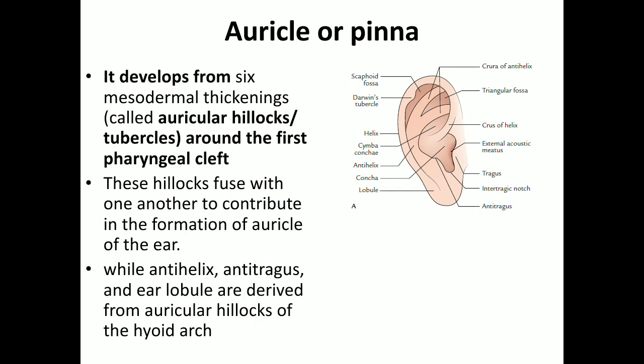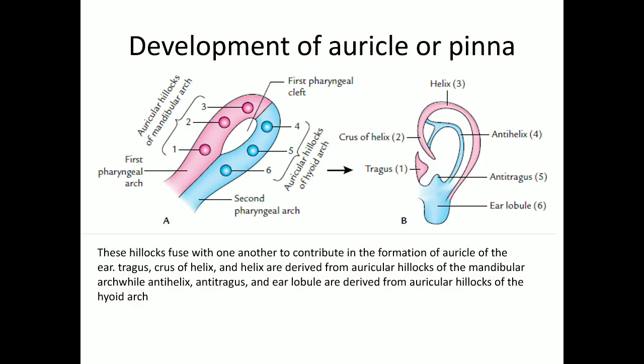Now coming to the development of the auricle or the pinna. It develops from 6 mesodermal thickenings, the auricular hillocks or tubercles, around the first pharyngeal cleft. So 6 auricular hillocks are formed around the first pharyngeal cleft. They fuse and form the auricle of the ear. Here you can see the hillocks.